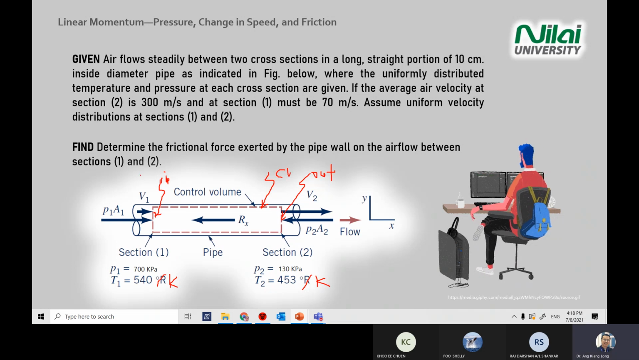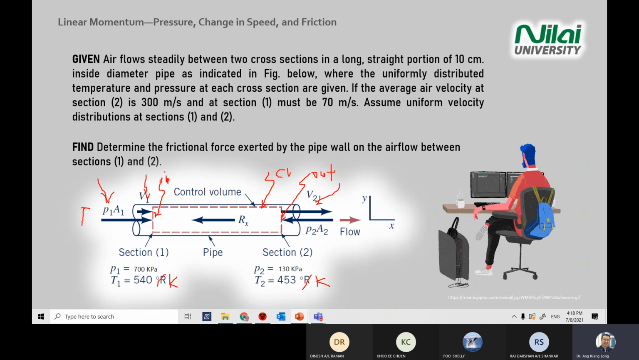Then the next one, you look at the velocity, in and out, and the reaction, the pressure, and the area. In this one, I already converted it: the pressure multiplied by the area gives you forces. When it comes to the test, it will not be this direct. I will just tell you the pressure, and then I'll tell you the cross-section area of the pipe. Then you solve for the force.